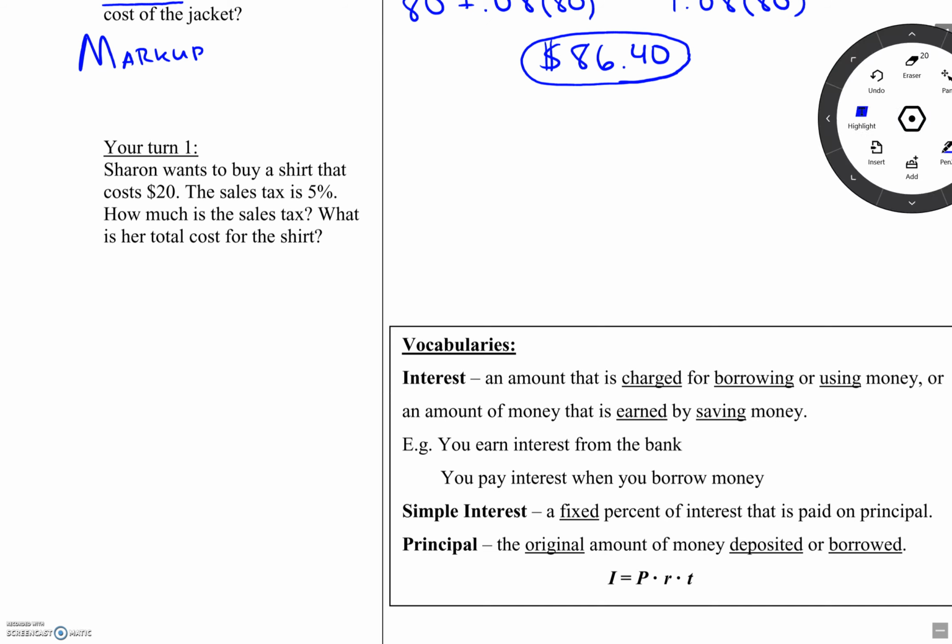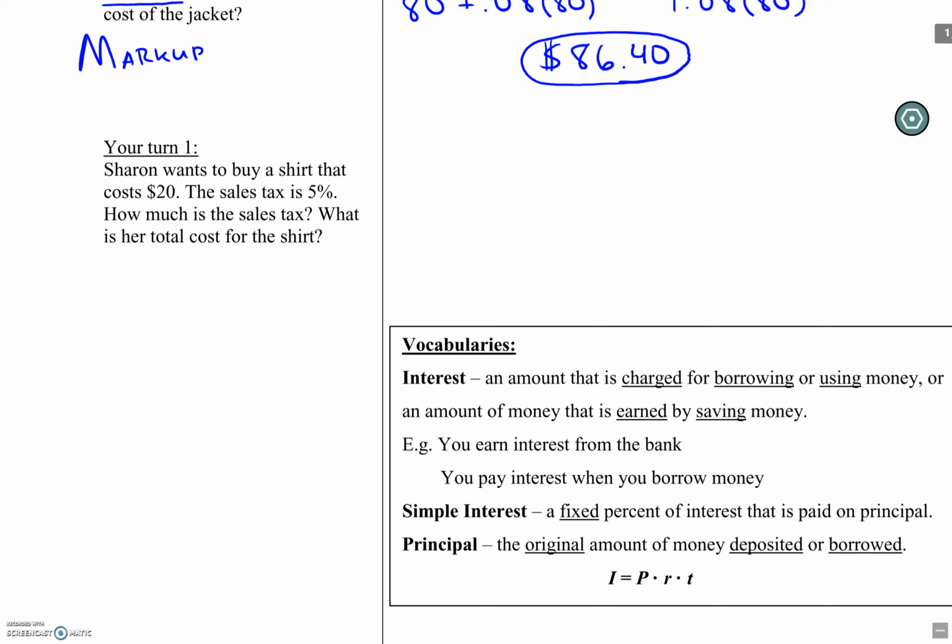Okay, let's recap this example. Sharon wants to buy a shirt that costs $20. The sales tax is 5%. How much is the sales tax and what is the total cost for the shirt? So in this case, we want to know the exact value of the sales tax and then the total cost for the shirt.